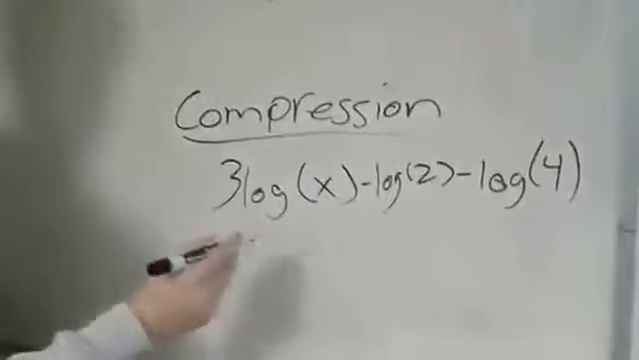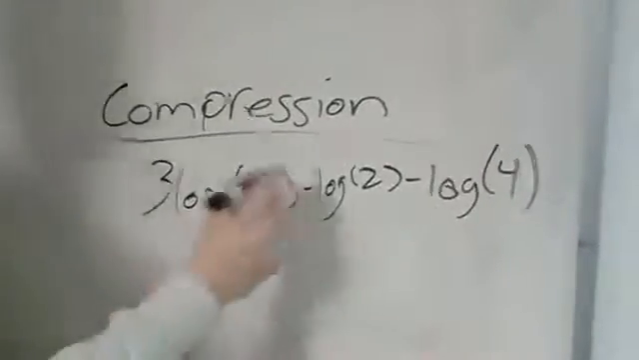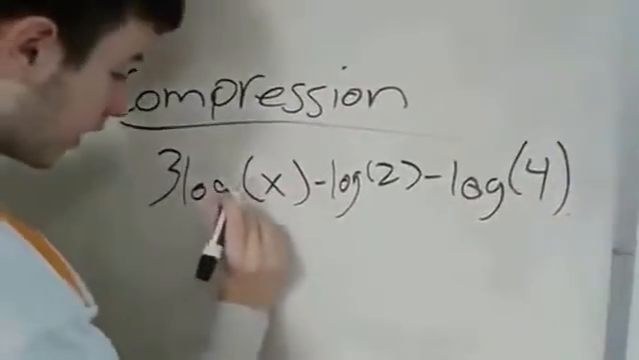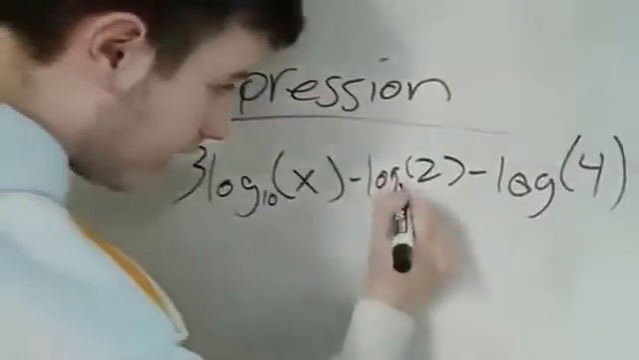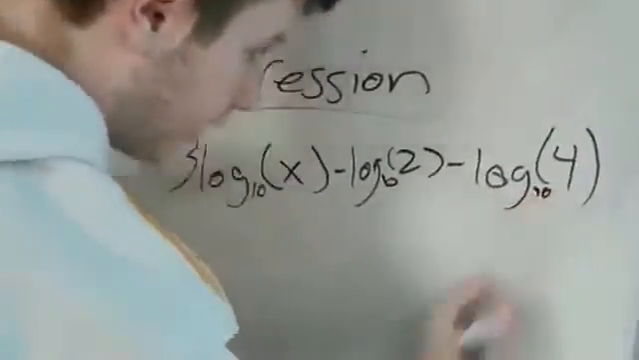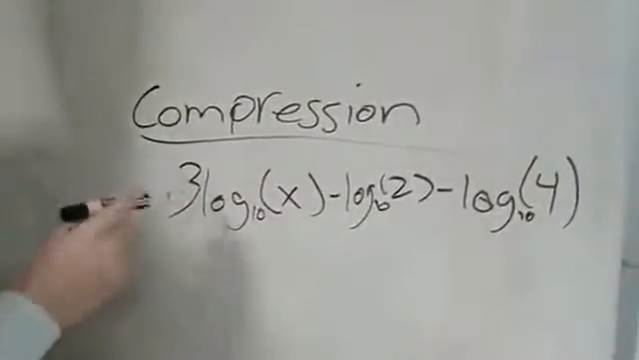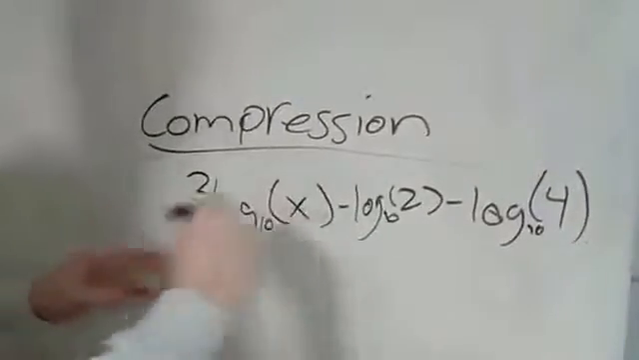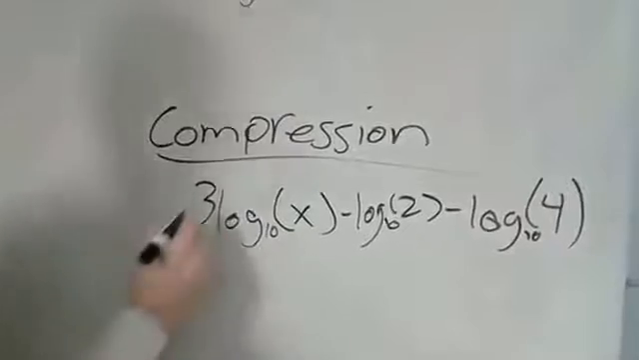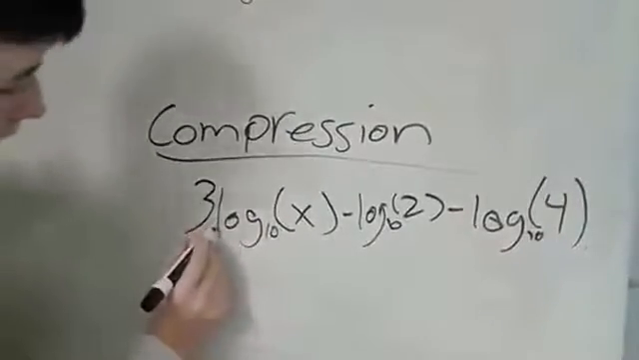Here's an example on the board. We notice that each of these have a base, which is 10. It isn't written as 10 because that would be arbitrary in its nature. We look at this first part here before we do anything else for one reason. There's a 3 out before this log.